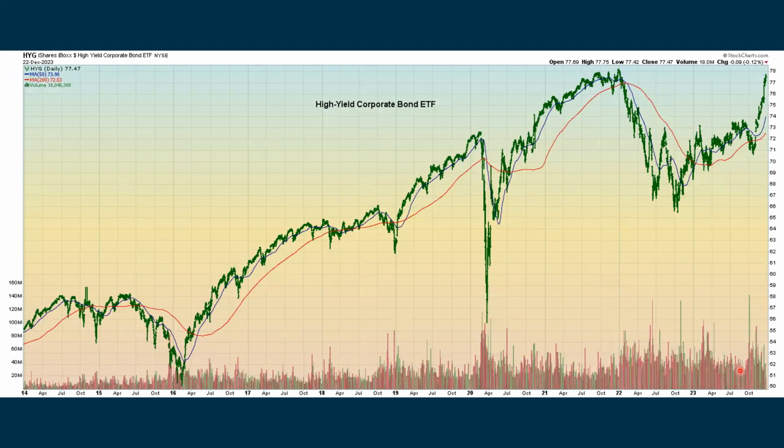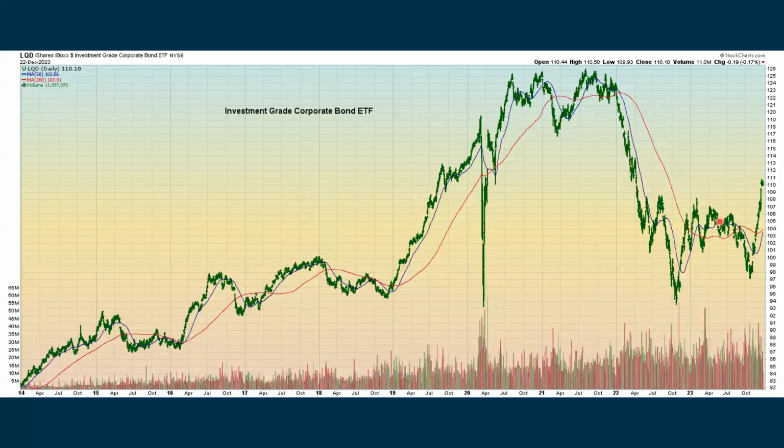These are high-yield corporate bonds, otherwise known as junk bonds. They continue to do quite well and are not threatening, but they may be coming back to test this previous all-time high with this particular ETF. And corporate bonds are also seeing an improvement here. We're not quite to a golden cross yet, but they have been showing some improvement.